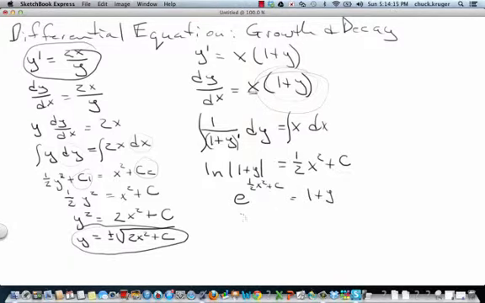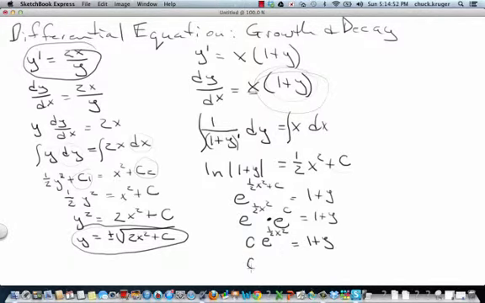Now let's examine this a little bit closer. This is e to the 1/2 x squared times e to the c power. If you recall, when the bases are the same, you add the exponent, so I can break them apart this way also. Now, e is a constant. It's about 2.718 and so on. I'm raising it to a constant. That's going to give me a constant. So I'm going to write c out here, e to the 1/2 x squared, and then I'm going to have that equal to 1 plus y.